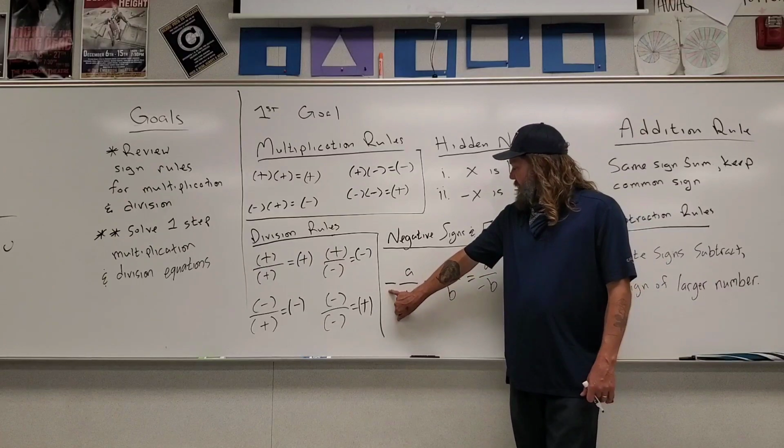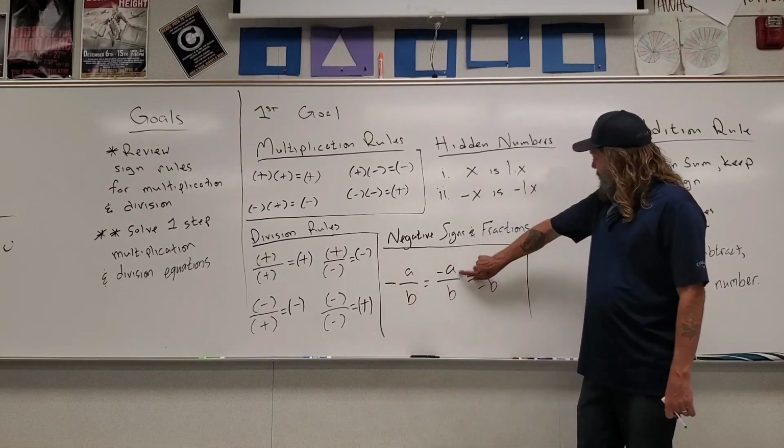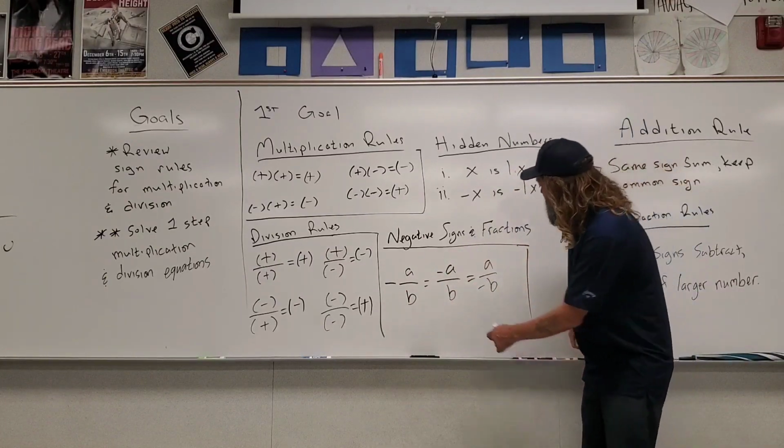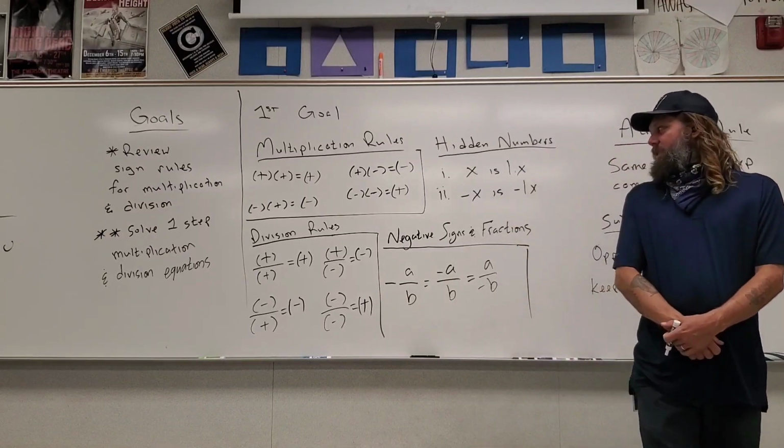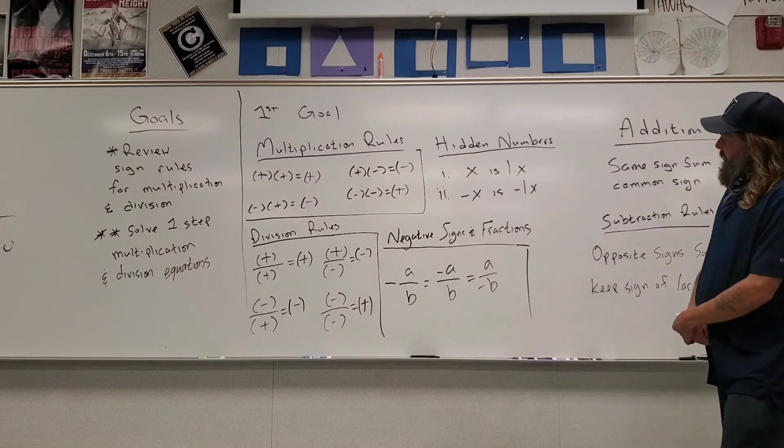So if there's a negative out front of a fraction, we put it up top or we put it down below. But I'm going to say go with this guy. Always turn it into that guy. It's going to make your life a little easier. Hidden numbers.